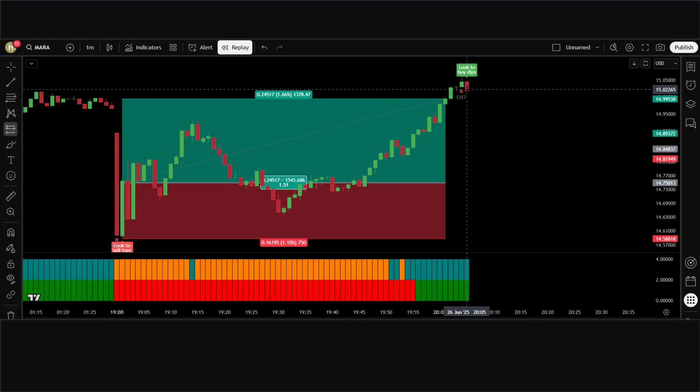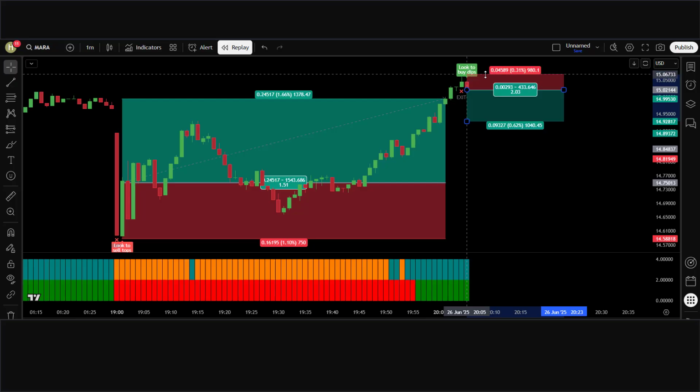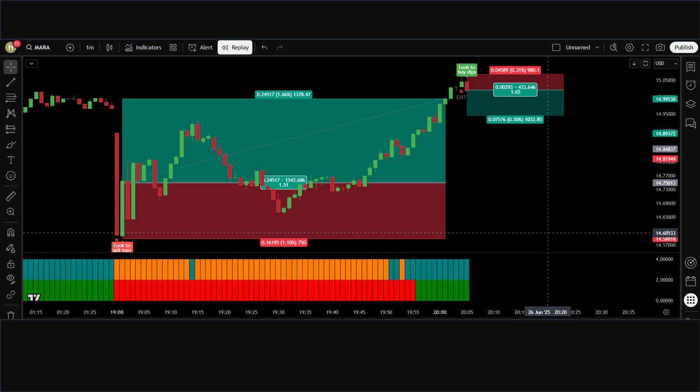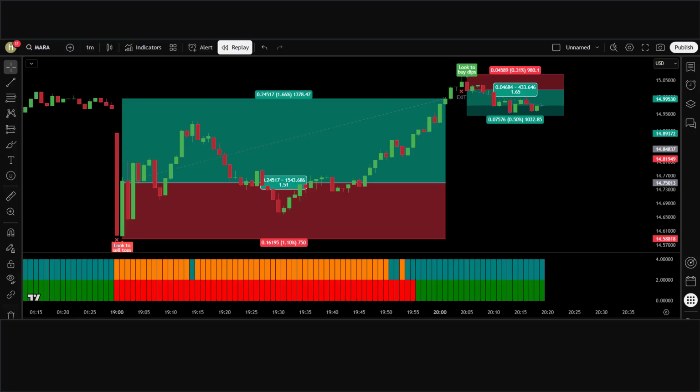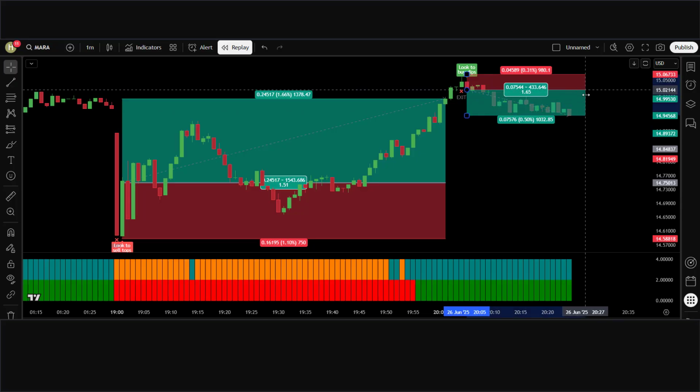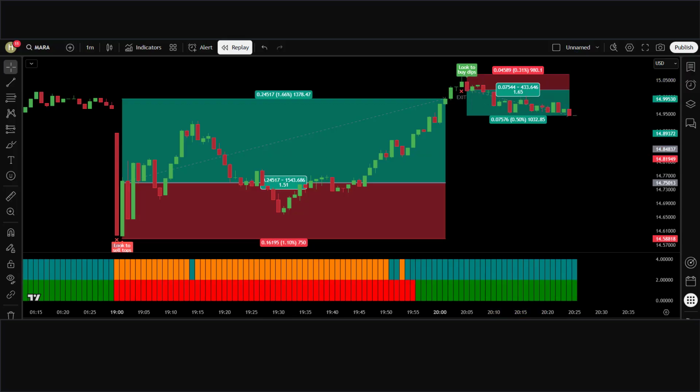Our stop loss will be placed at the current market's higher level. And the risk to reward ratio will be 1:1.5. Let's see what happens to our trade. Our trade is running in profit. We have won the trade. Wait for the next signal.